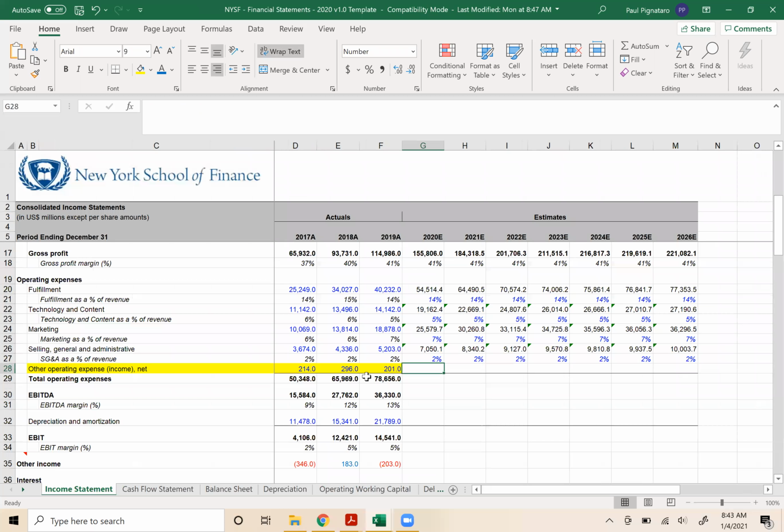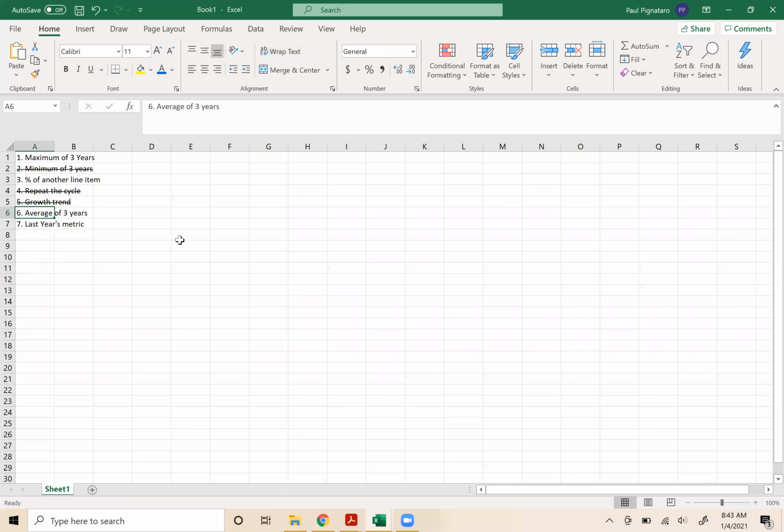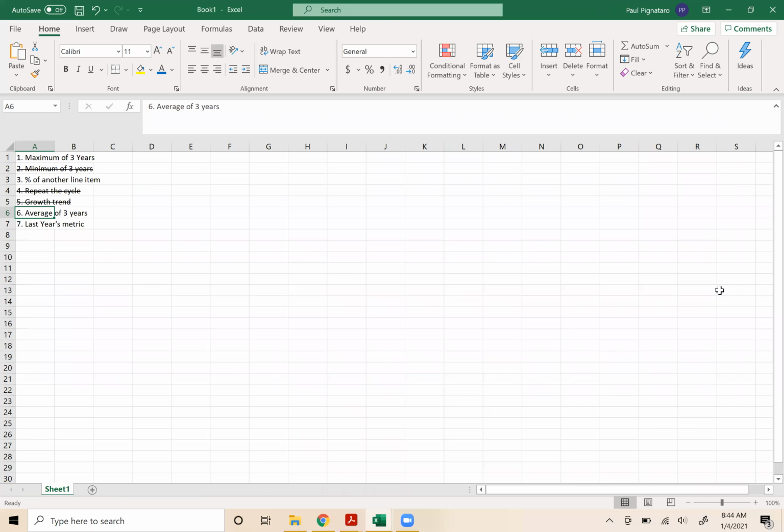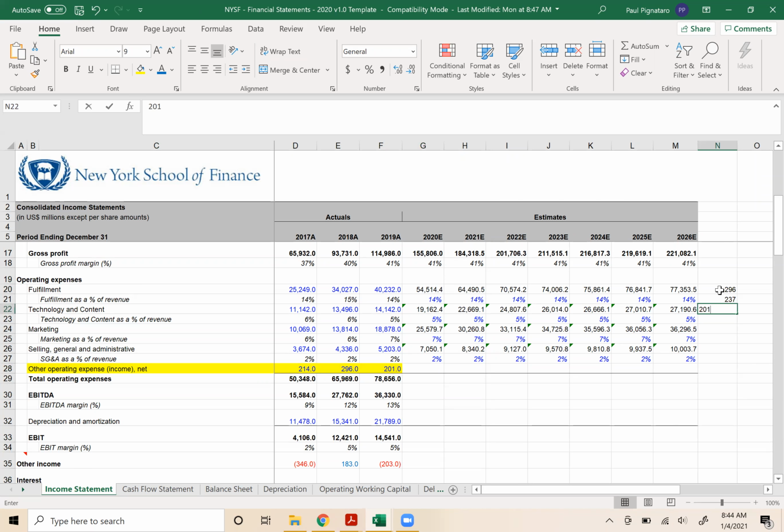Average could work. Average would be viable. Taking last year would work. Okay. So now I've logically narrowed this down to several possibilities. The maximum of 3 years would have given me 296. The average would have given me 237. I'm gonna just show you. So 296, 237. Okay. The last year would have given me 201.